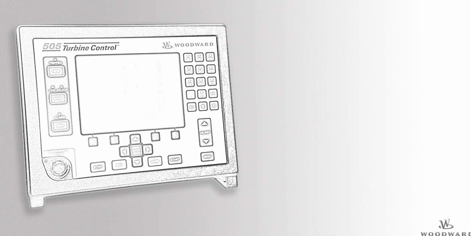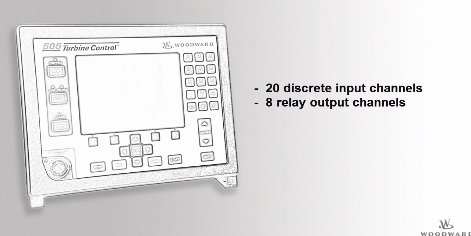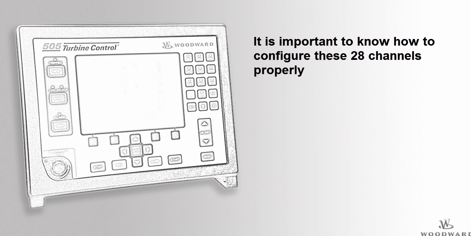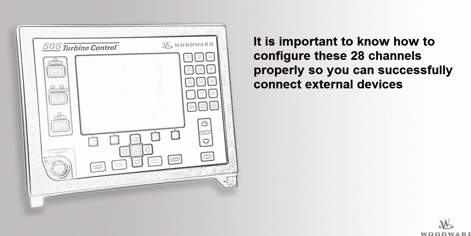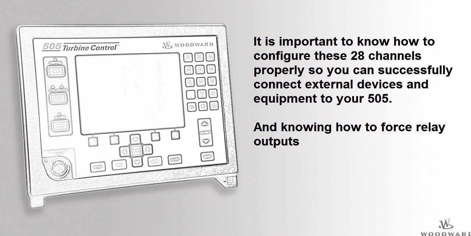In this tutorial, you will learn how to configure discrete signals. The 505 has 20 discrete input channels and 8 relay output channels. Properly configuring these 28 channels is important to connect external devices and equipment to your 505 controller. Additionally, you will learn to force relay outputs, which is useful when troubleshooting.